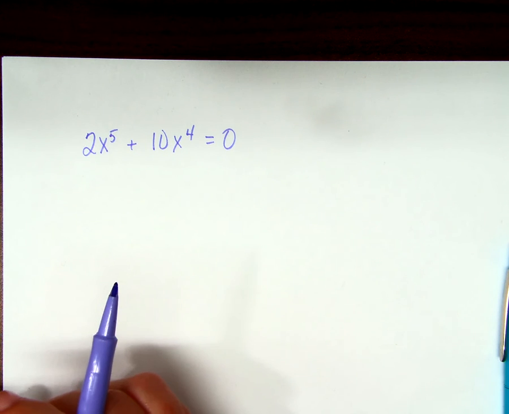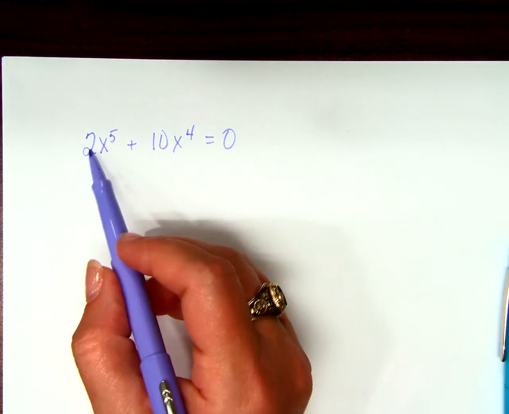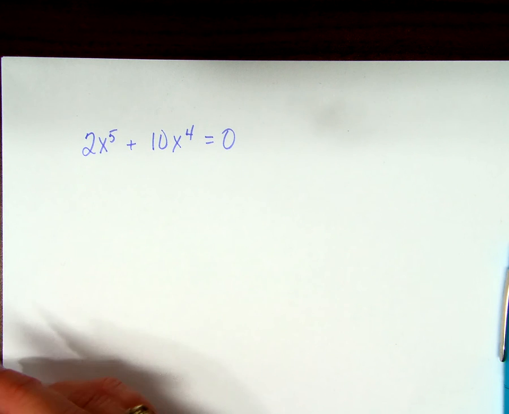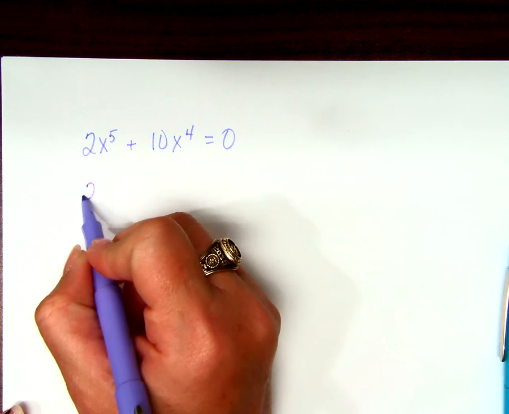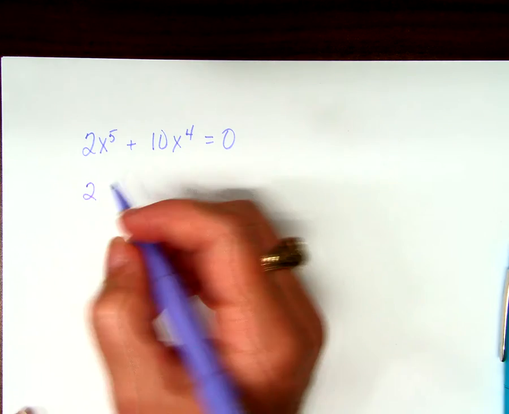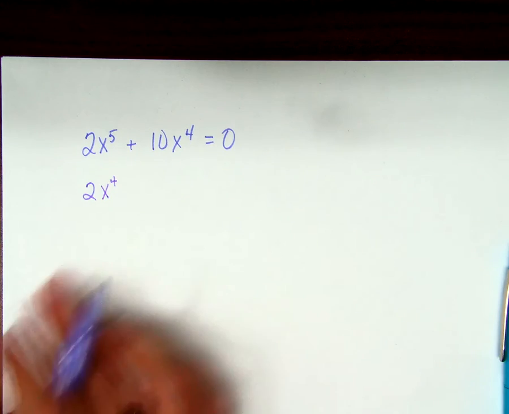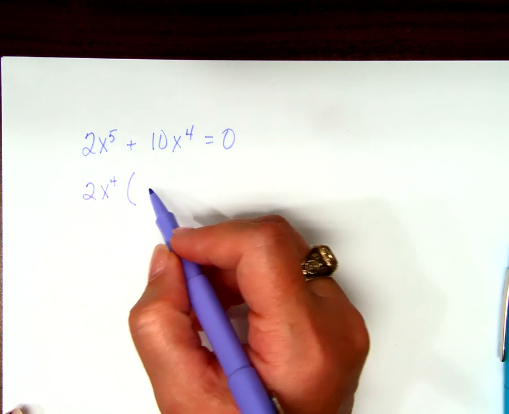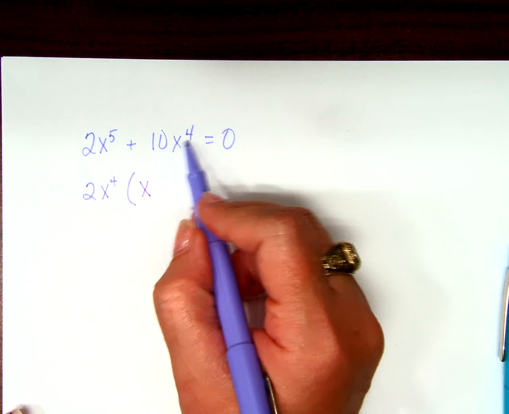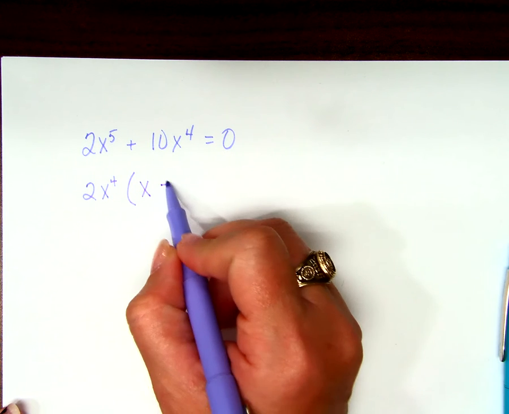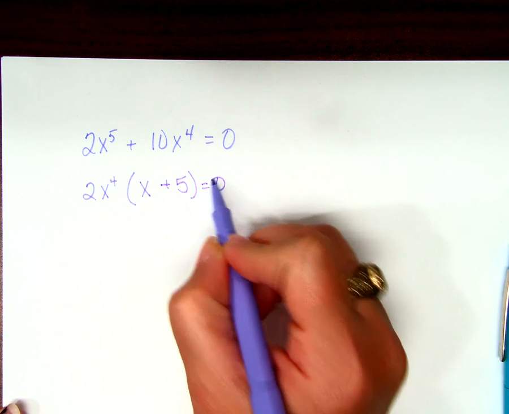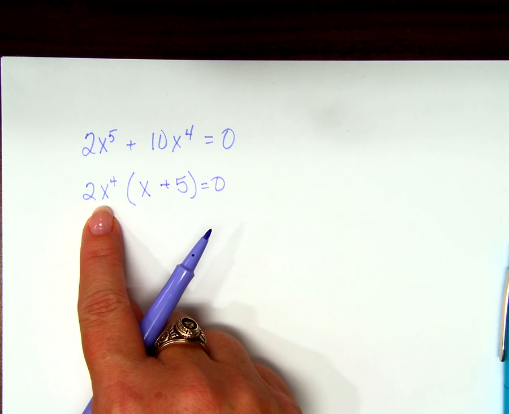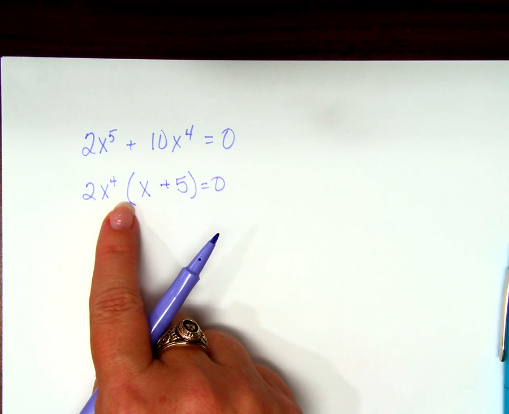So what we want to look at first is, is there anything common? Are both of these 2 terms divisible by anything that's the same? What's the greatest common factor? 2 for sure. X to the 4th, right? 2x to the 4th is the greatest common factor between these 2 terms. When you factor out a 2x to the 4th from this first term, what are you left with? X. Factor 2x to the 4th out of the second term, what are you left with? 5.